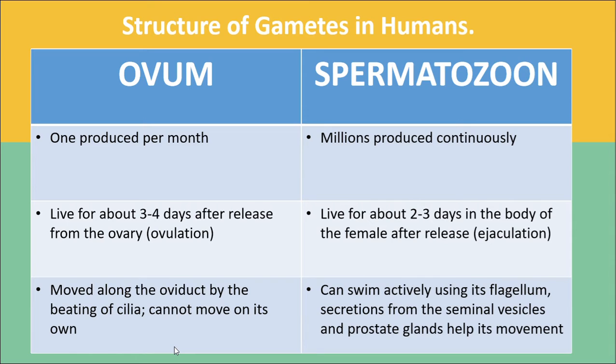For the spermatozoon, there are millions produced continuously. They live for about 2 to 3 days in the body of the female after release, and this is called ejaculation. They can swim actively using their flagellum. Secretions from the seminal vesicles and prostate glands help its movement.